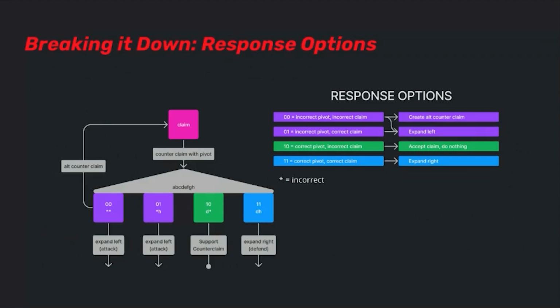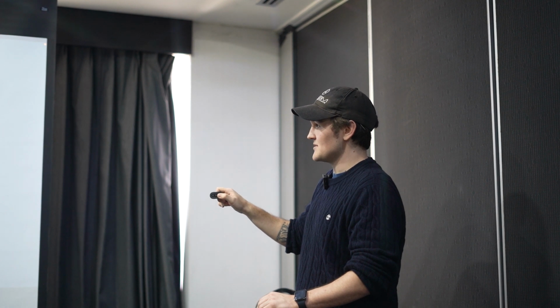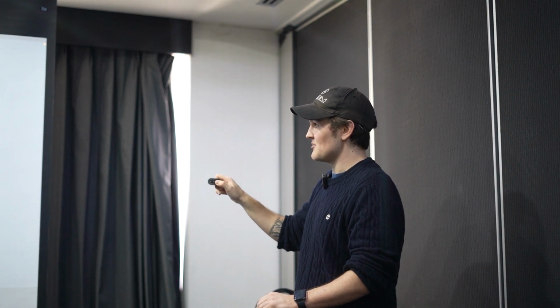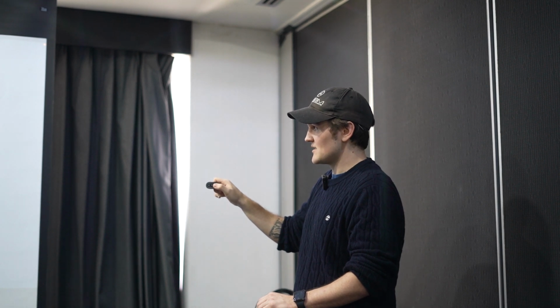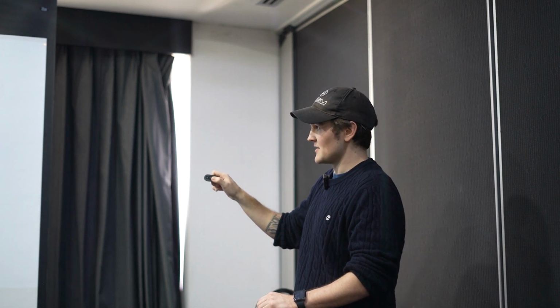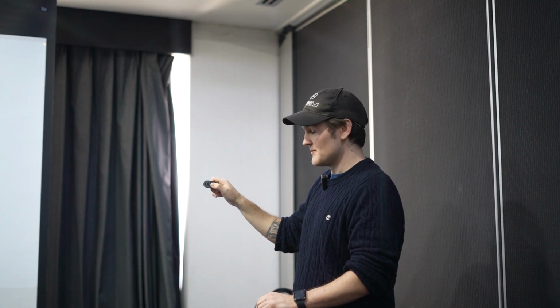Sorry, wordy. But basically, the first option is that we disagree, like we were saying with Mofi earlier, with both the counterclaim and the claim. In that case, we want to expand left, we want to attack left on that counterclaim, but we also want to go back up to the claim above it and create an alternative counterclaim, because we think that this was the incorrect pivot to supply in relation to this claim.